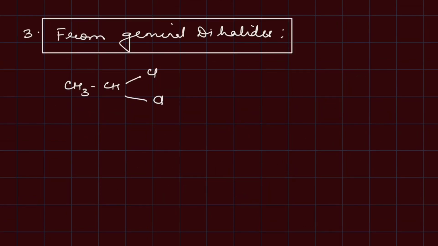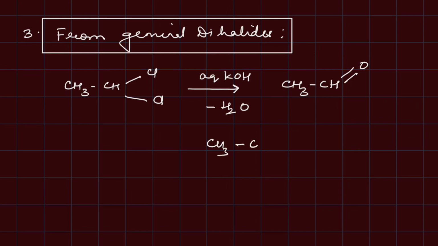From gem dihalides, if you perform a substitution reaction, passing aqueous KOH, on both the halides there will be OH, which will finally give out water to give you CHO. If you want, you can show the intermediate step like this. Although this step will be highly unstable, you will have OH on the same carbon which will give you water to give this product.